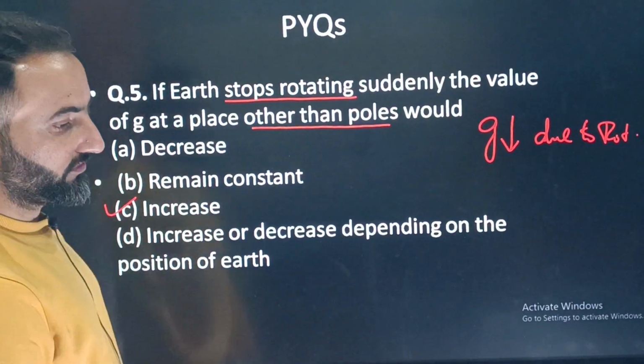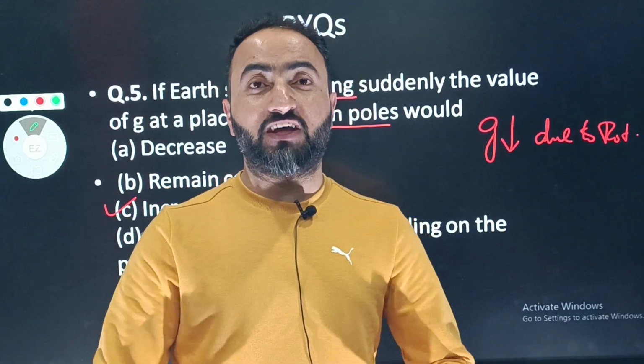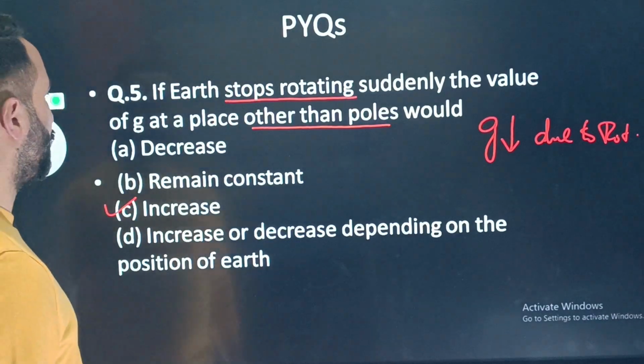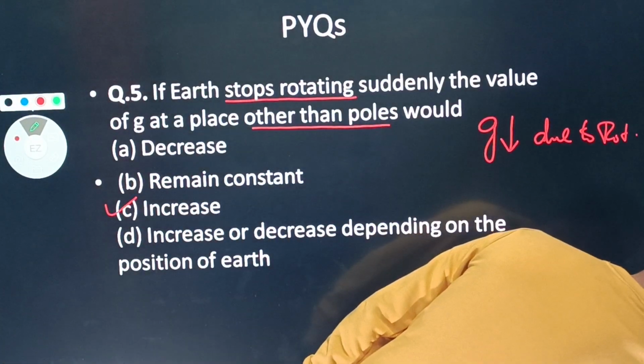Acceleration due to gravity will increase because when the Earth is at rest, acceleration due to gravity is 9.8 on the surface of Earth, and when the Earth is rotating, the acceleration due to gravity is less than that. All right. The exception is poles. You have to remember that. Okay. Let's switch to another question.